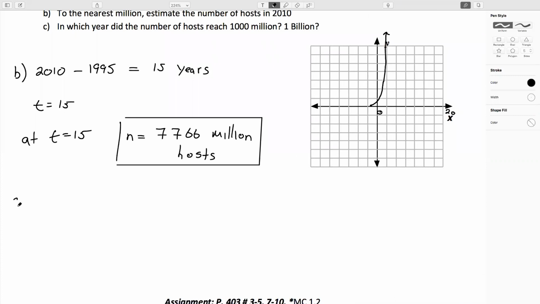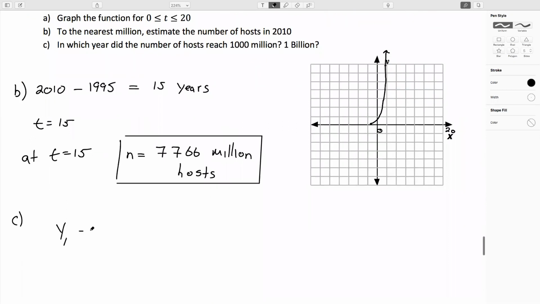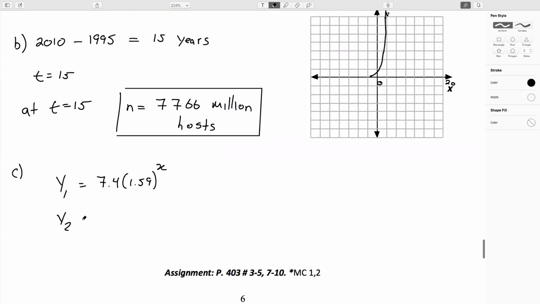All right, one more question, part C. In which year did the number of hosts reach 1,000 million, or a billion? Okay, so this is going to be one of those ones where we make two functions and we make them intersect. One function is going to be 7.4 times 1.59 to the t. So make y1 equal 7.4 times 1.59 to the power x. We're going to make y2 equal to 1,000 million, or a billion.